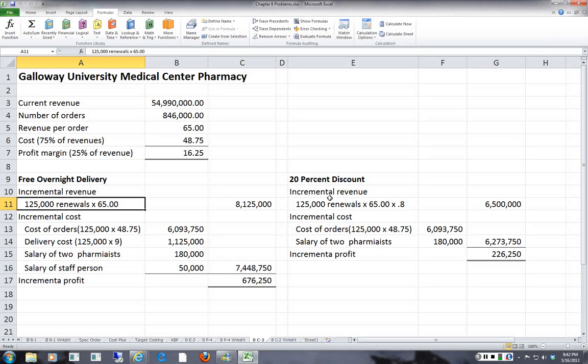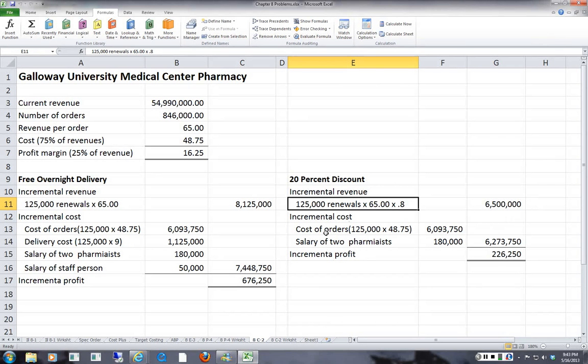Now let's look at what it would be if we have a 20% discount. You have those 125,000 renewal orders at $65. Then they say they'll lose 20% if they go this way. So it won't be quite as good a revenue as if they had overnight delivery. So I multiplied that by 0.8. So we come up with incremental revenue of $6.5 million.